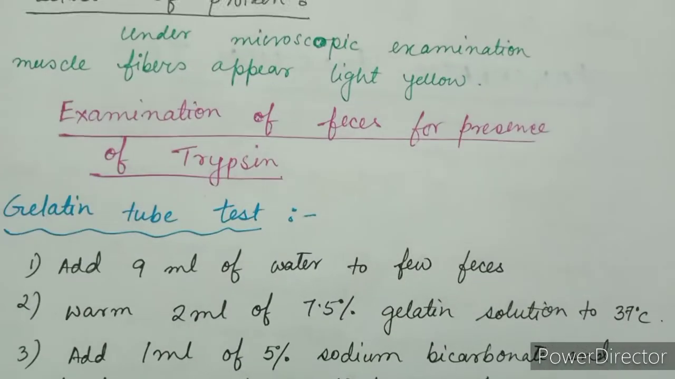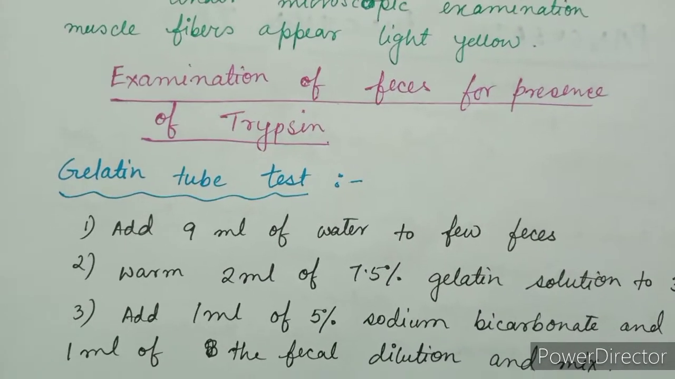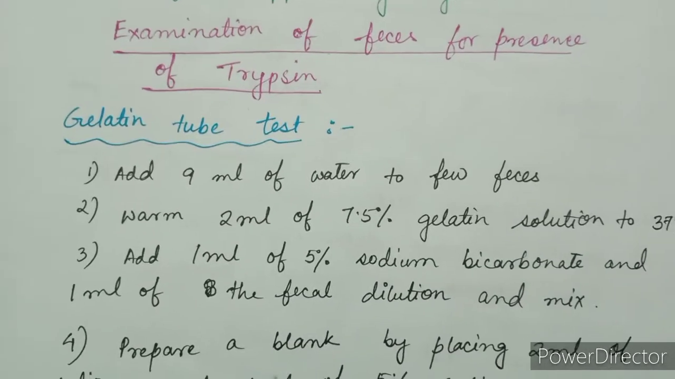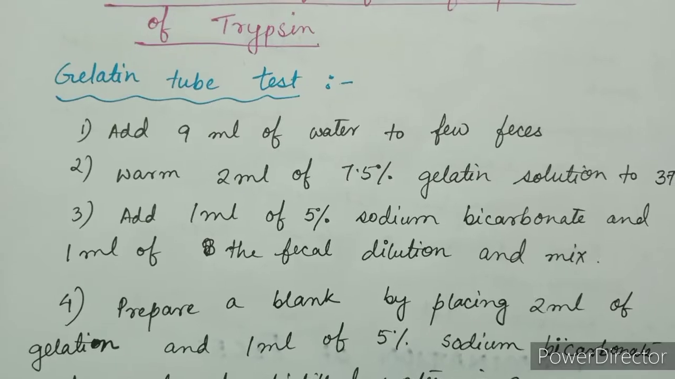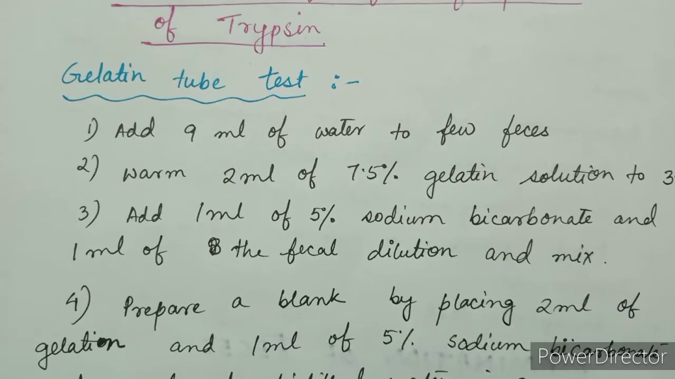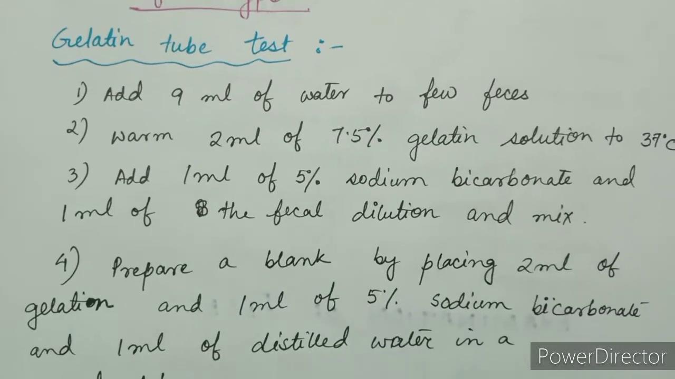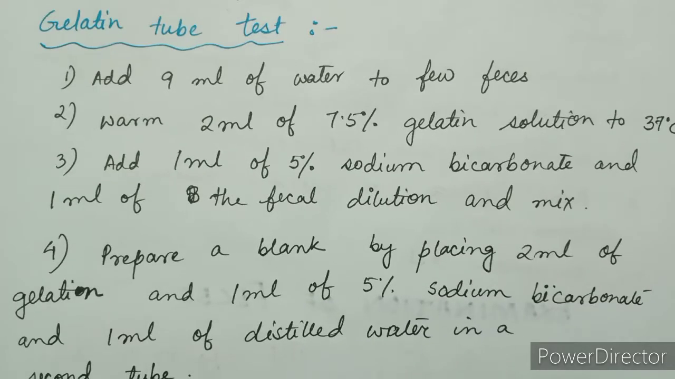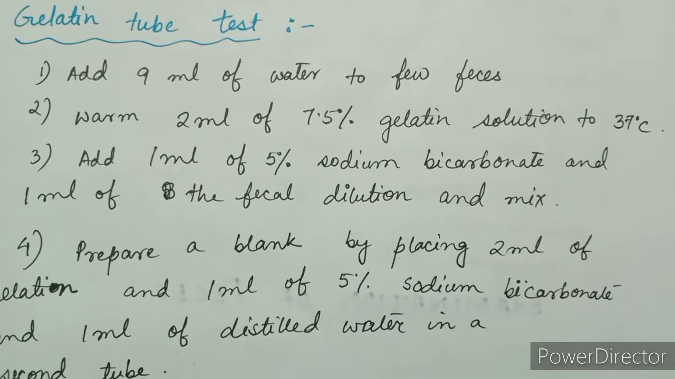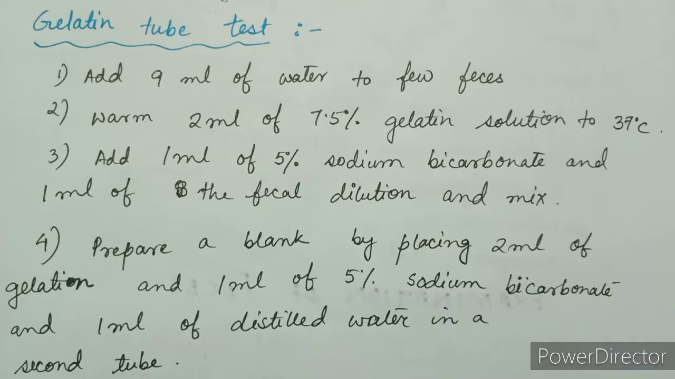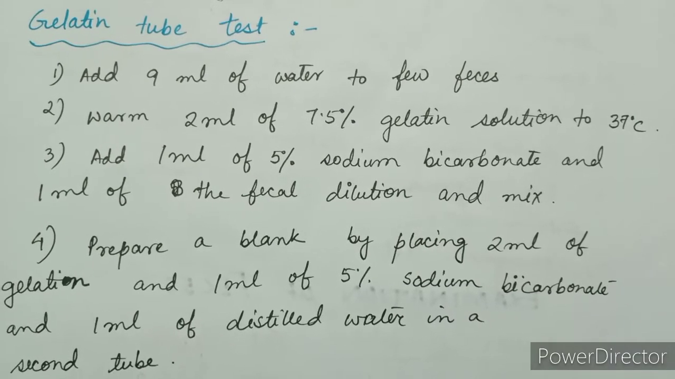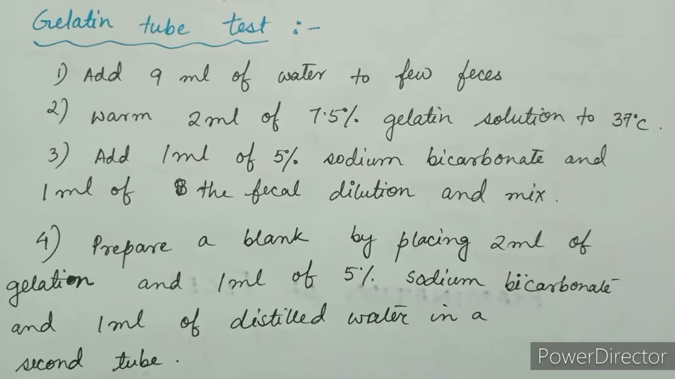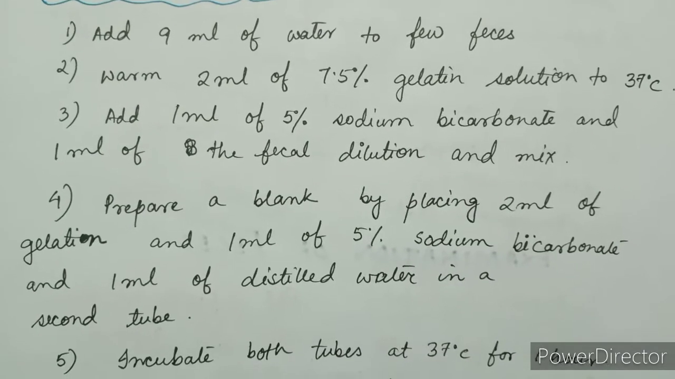Detection of protein: under microscopic examination, muscle fibers appear light yellow. Then examination of feces for presence of trypsin, and the test is the gelatin tube test. Add 9 ml of water to a few feces. Warm 2 ml of 7.5% gelatin solution to 37 degrees Celsius. Next, add 1 ml of 5% sodium bicarbonate and 1 ml of the fecal dilution and mix.